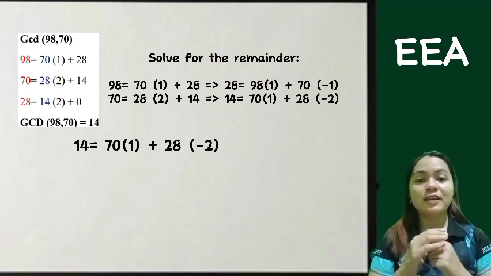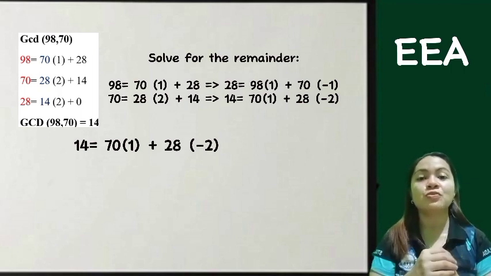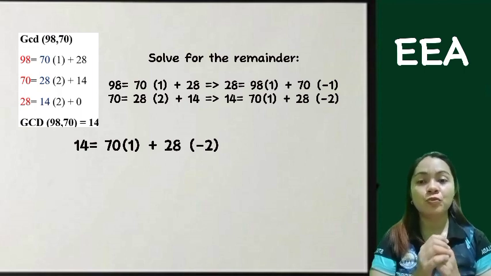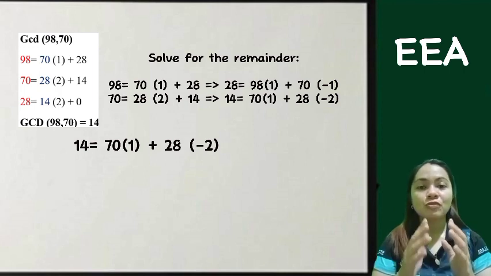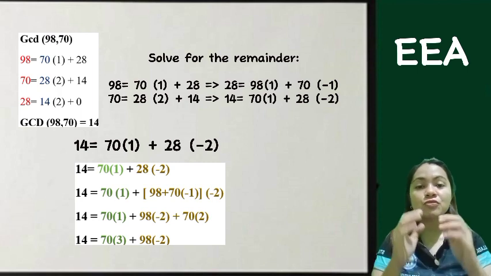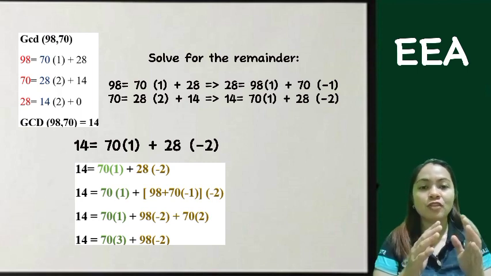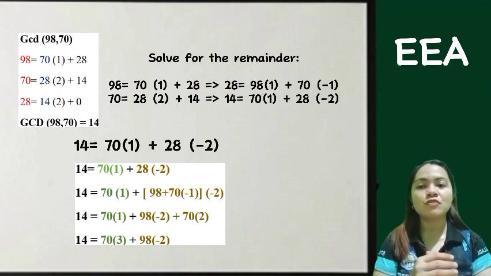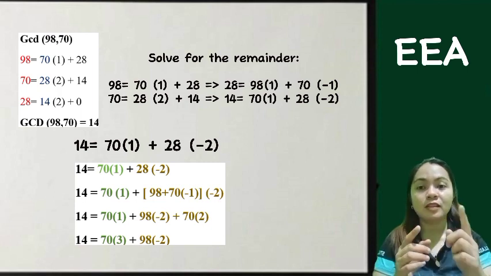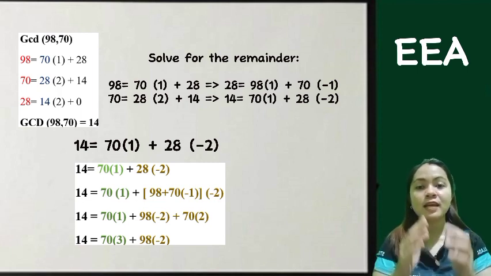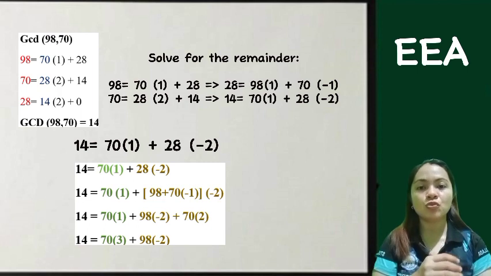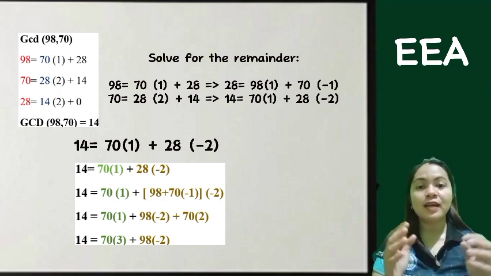We will now use the extended Euclidean algorithm. The last remainder solution is 14 equals 70 times 1 plus 28 times negative 2. That is what we put first. After that, we substitute the value of 28. The expression for 28 is 98 times 1 plus 70 times negative 1, multiplied by its partner, negative 2. So it becomes 70 times 1 plus 98 times negative 2 plus 70 times 2 after simplifying.